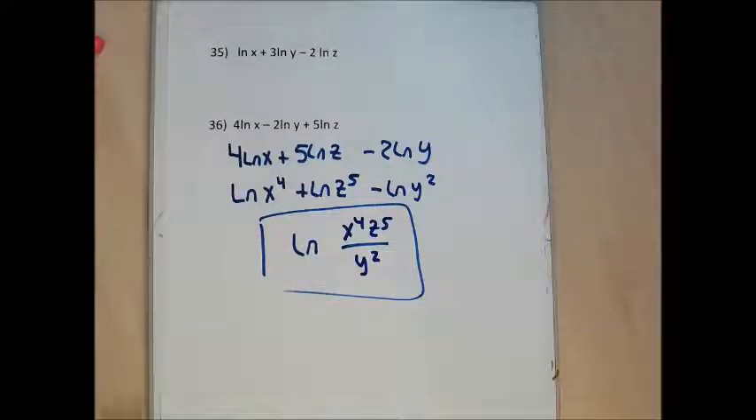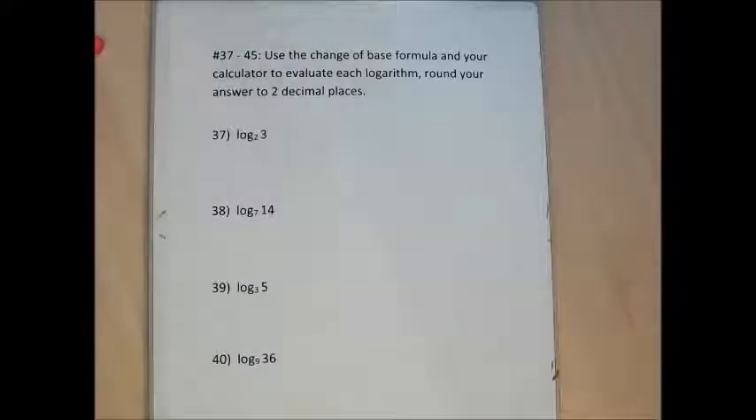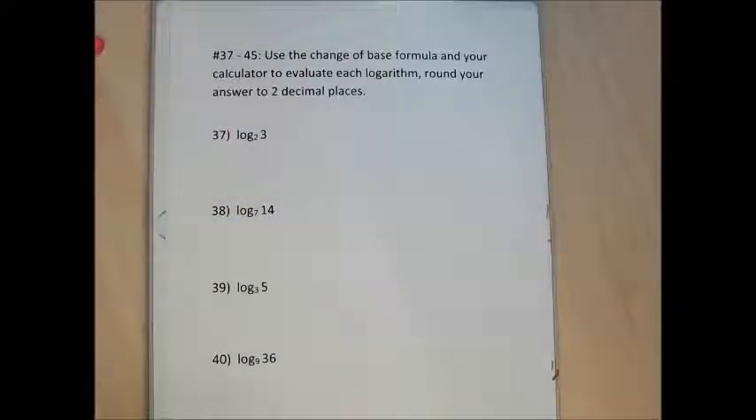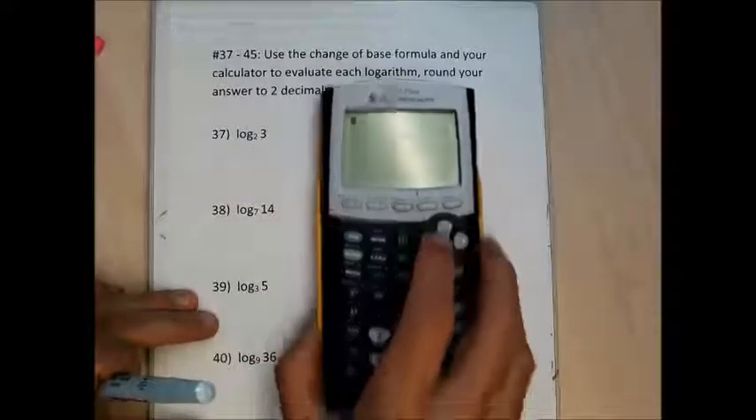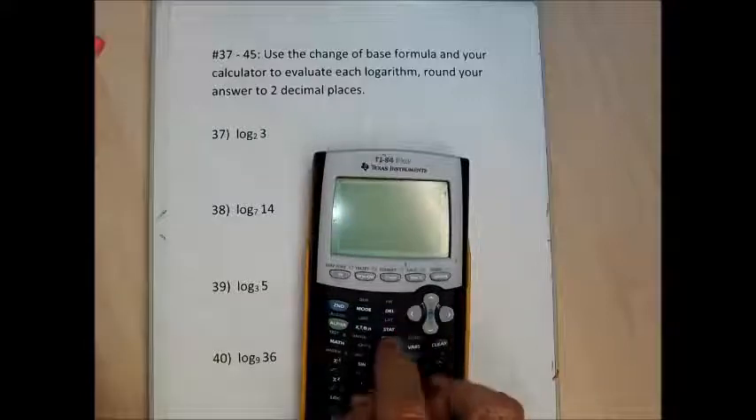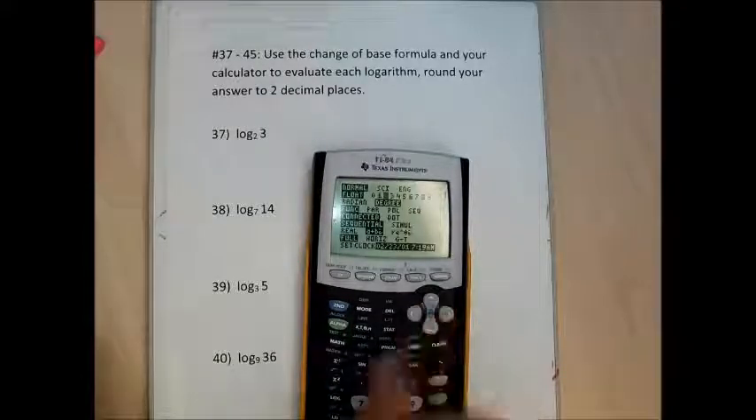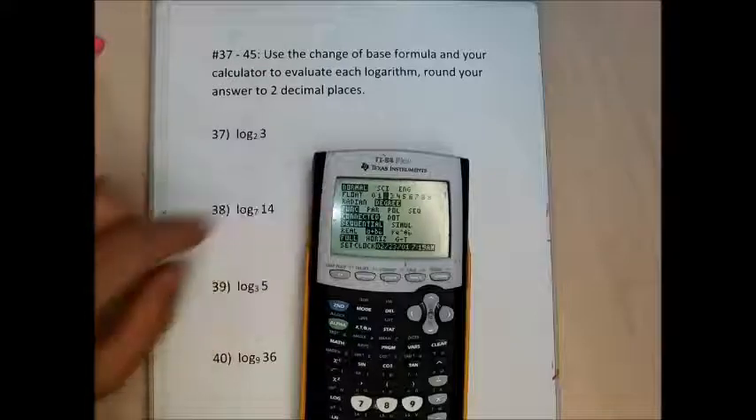The rest of the problems is using my calculator and the change of base formula, which we've done a bunch. And it says to round to 2 decimals, so I'm just going to play dumb and let my calculator do the rounding for me. So anytime I need to round to 2 decimals for a bunch of problems, I just hit the mode button, go down to the float area, change it to 2, hit enter. Now everything's going to round to 2 decimals. When I get done, I'm going to change it back to float.